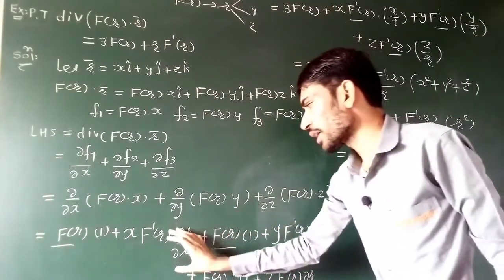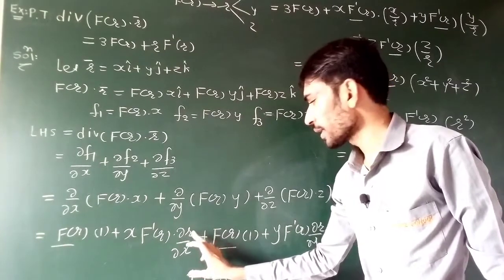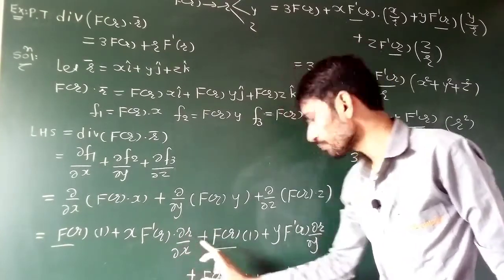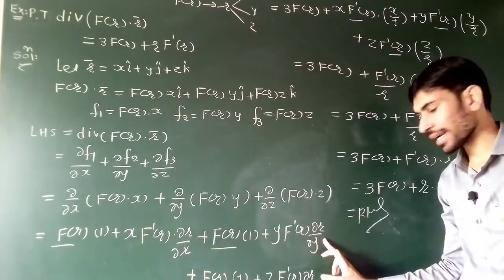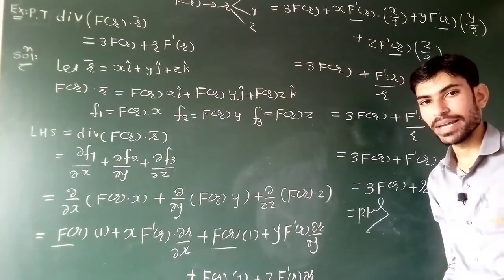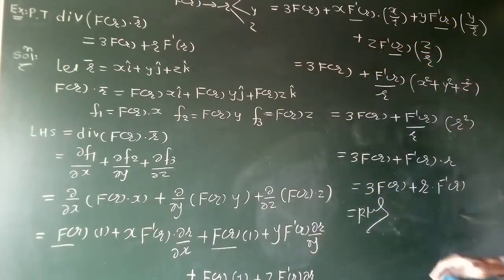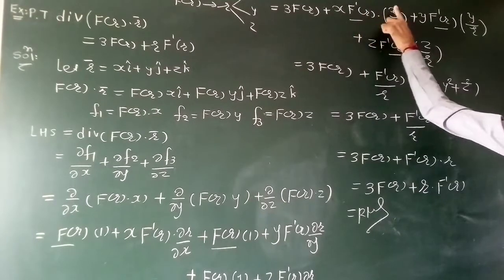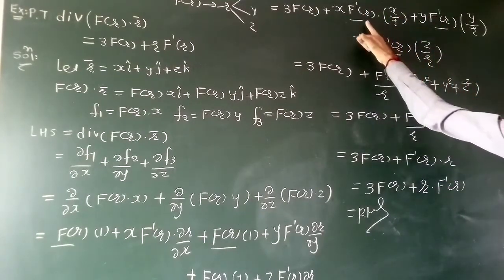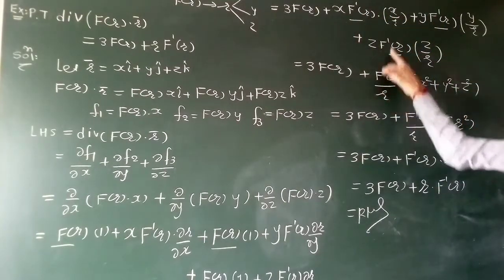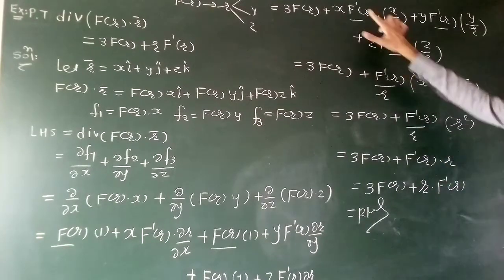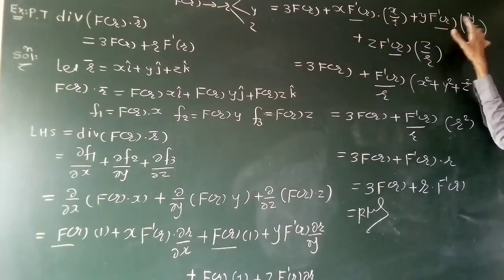Now for the remaining terms, we have already found the values. Del r by del x is x by r, del r by del y is y by r, and del r by del z is z by r. So here we just substitute the values. Now we take f dash r upon r outside in these 3 terms. So what remains here is x square plus y square plus z square.